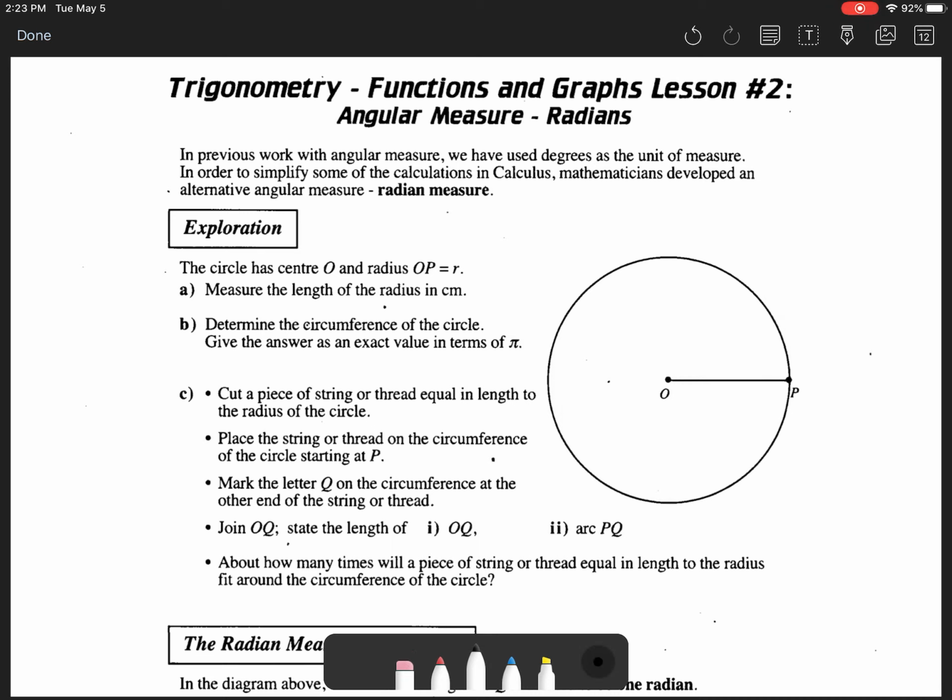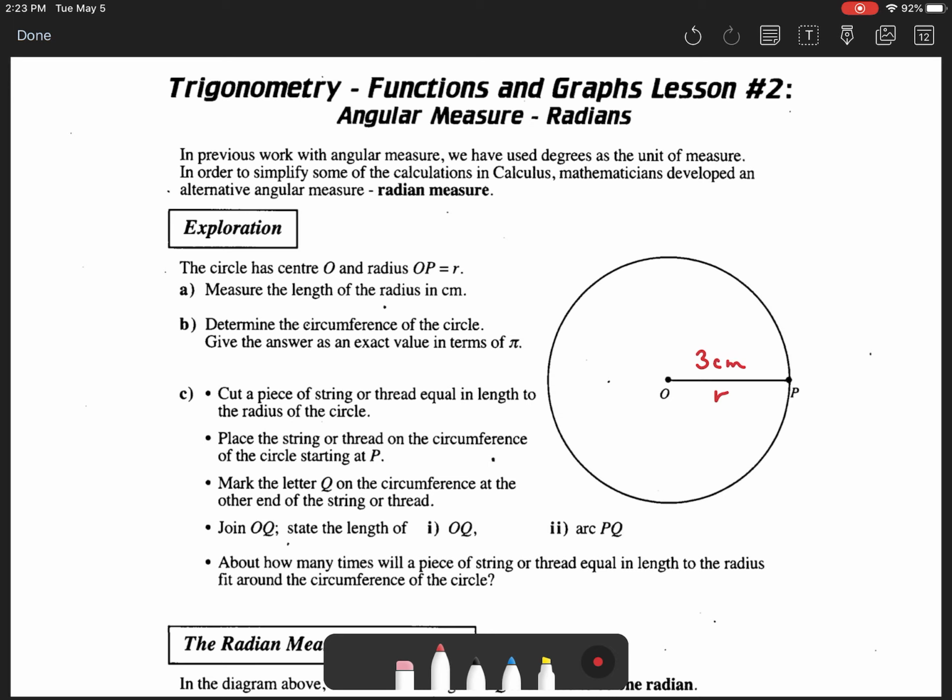And we're just going to do a little bit of exploration here and see what radian measure is all about. So it says the circle to the right here has a center at O, and the radius OP is what we are going to label as r. Okay, so there's the radius. And again, we know that any line from the center of the circle to the outer edge or the circumference is what we call the radius. It says measure the length of the radius in centimeters. So I take out my ruler, okay, and I measure the length of O to P. And when we do that, we will find that the length of that radius is 3 centimeters, okay?